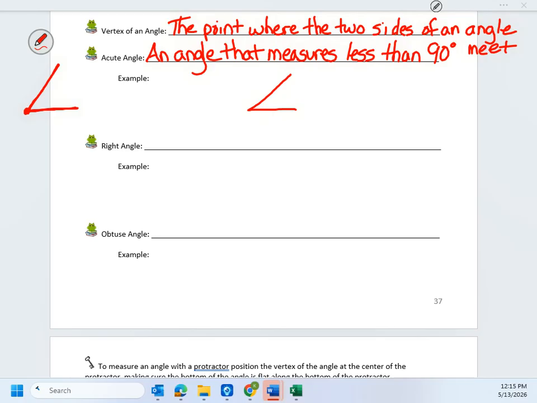Then we have the right angle. If you were paying attention to what I just said, what do you think a right angle is? Ellie? An angle that's 90 degrees. An angle that measures exactly 90 degrees. And it can only be 90 degrees.